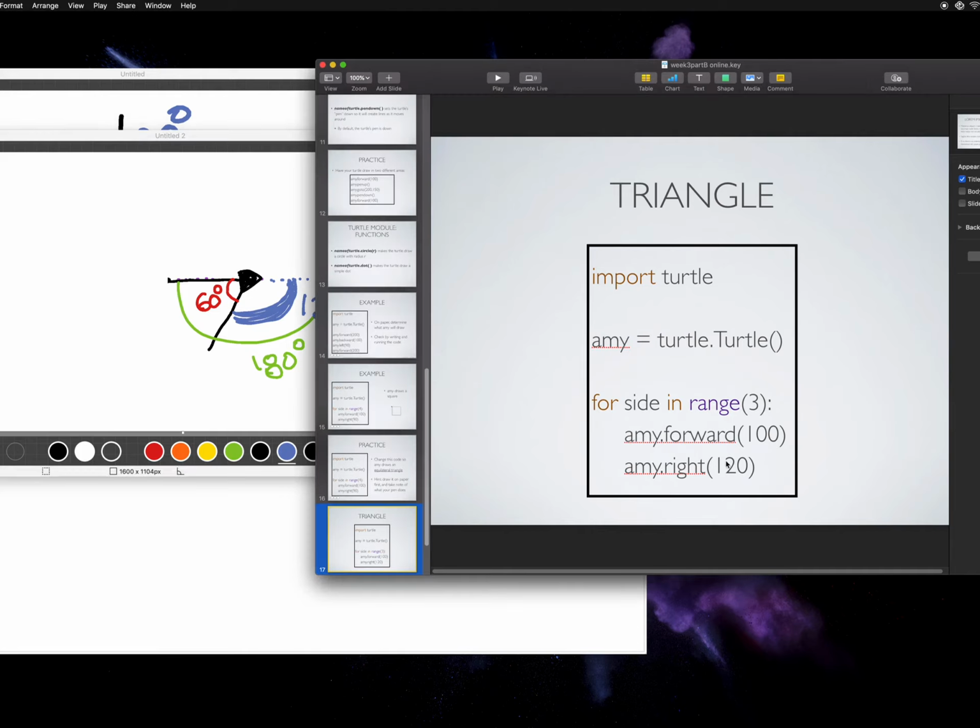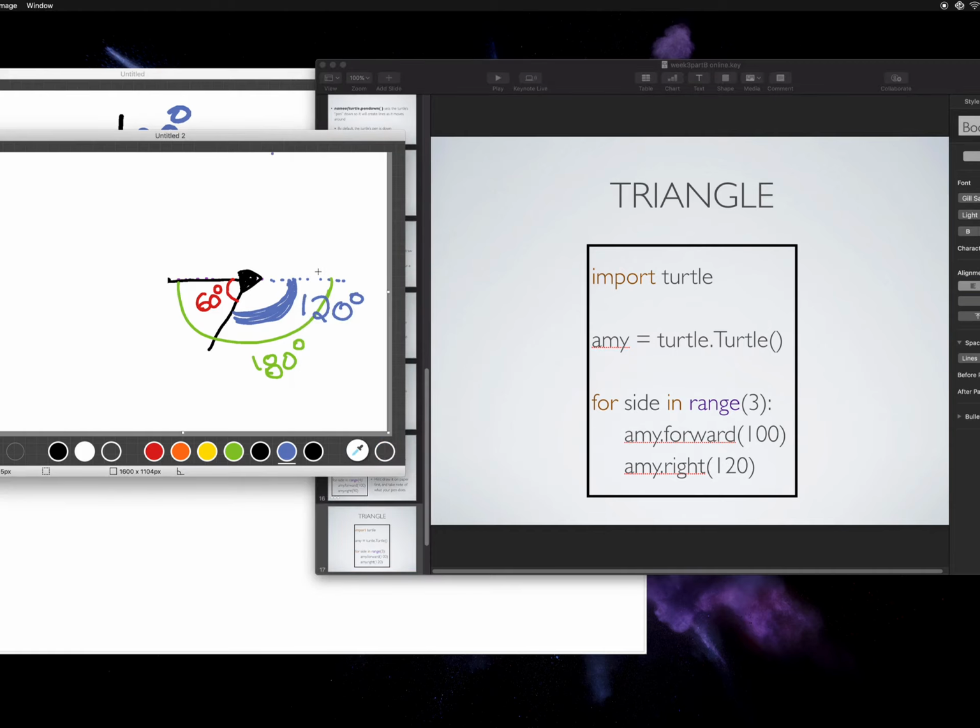So the takeaway from this example is when you are drawing shapes with turtle, be really careful with the degrees that you have your turtle turn. The angle that your turtle is going to turn is not necessarily the interior angle, but it's relative to the direction that it's already facing. So just make sure you pay close attention to that. If you have any questions about this example, please do let me know.